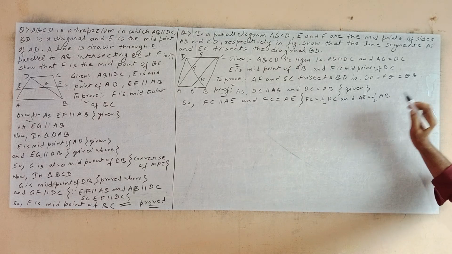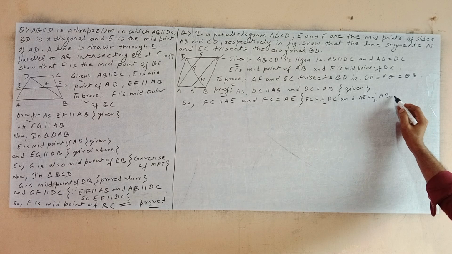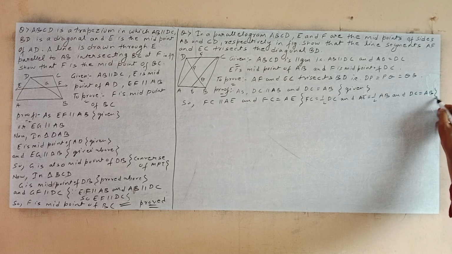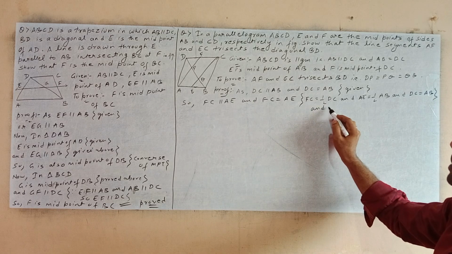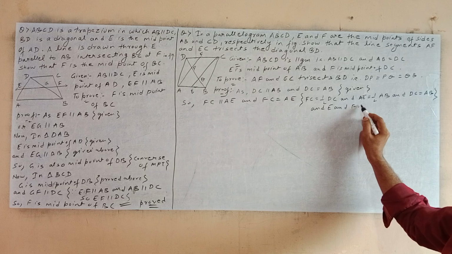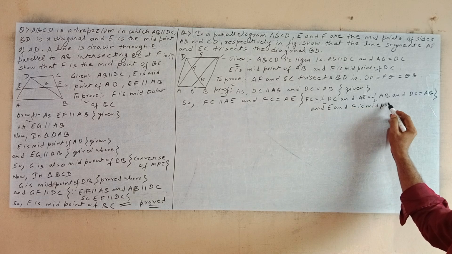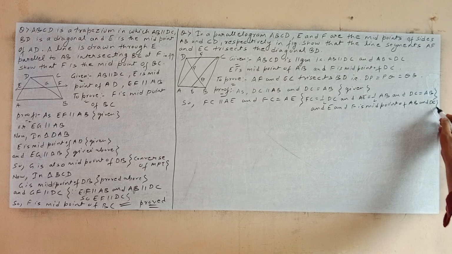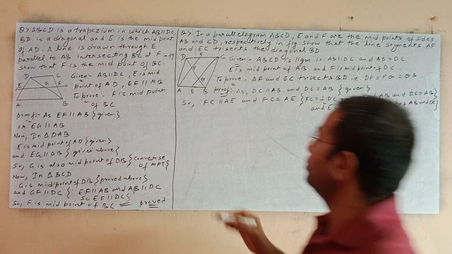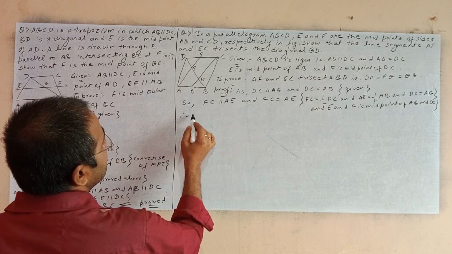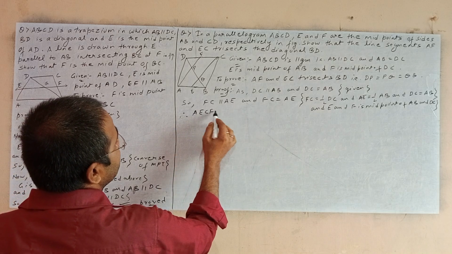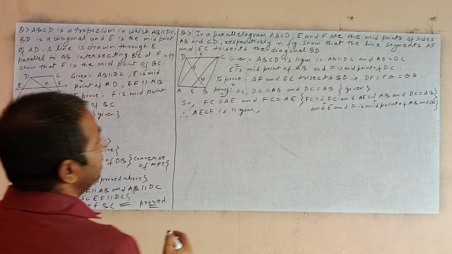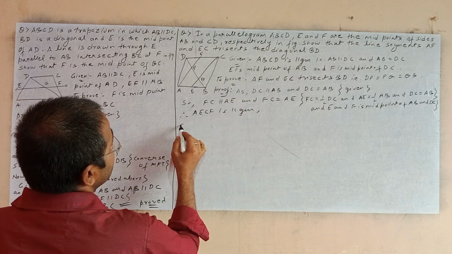DC is equal to AB is given, and E and F are the midpoints of AB and DC. So this will give the reason. Therefore, you can write AECF is a parallelogram.